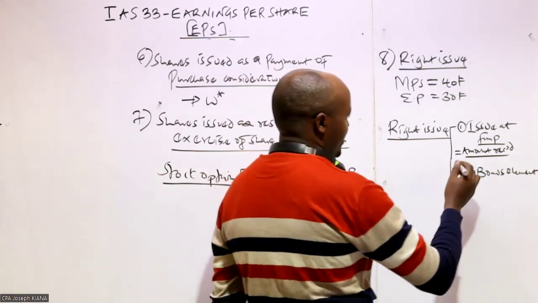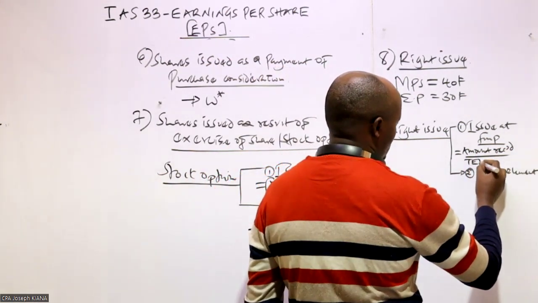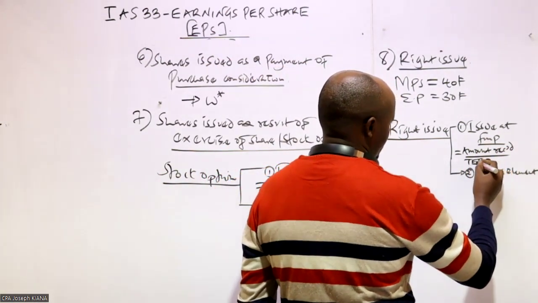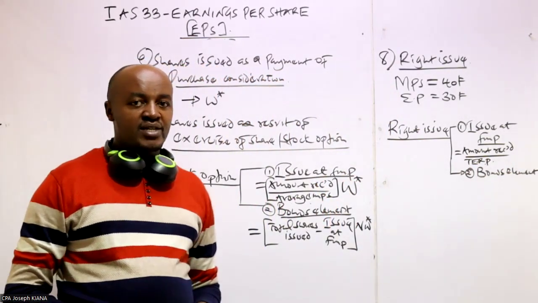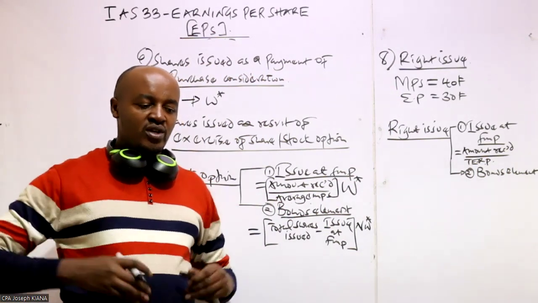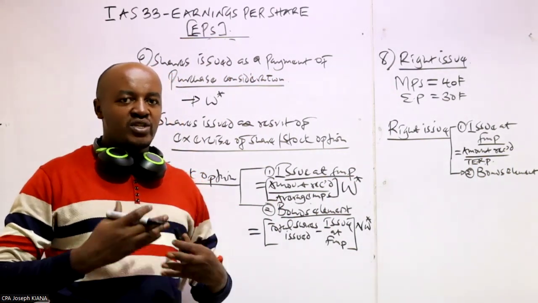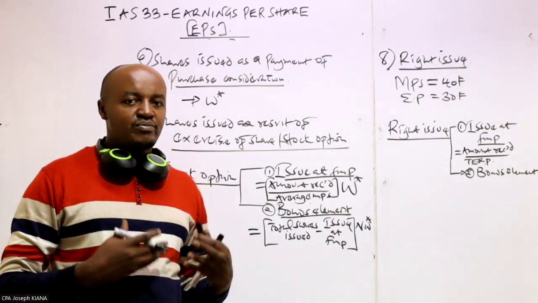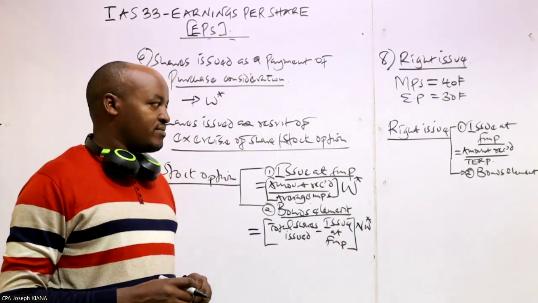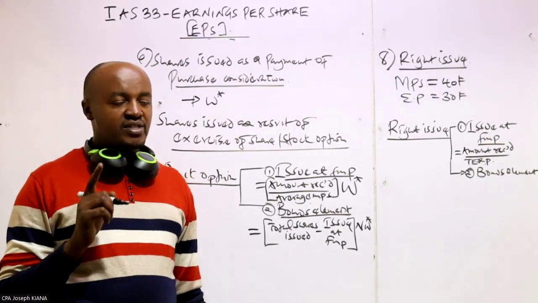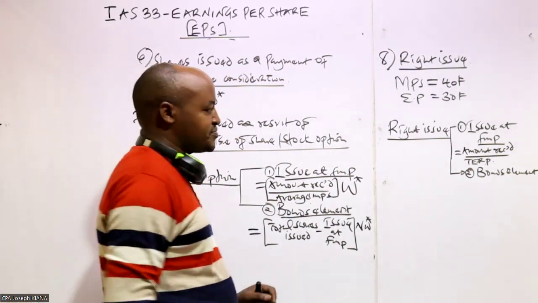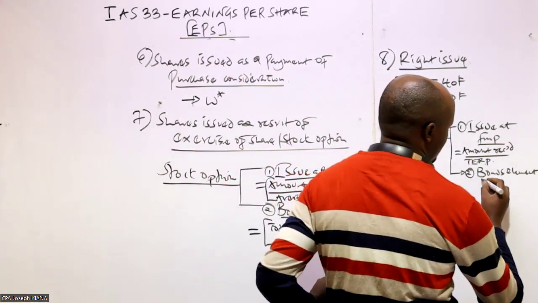And then we divide this by something called the theoretical ex-right price. Theoretical ex-right price is the expected market price per share after the right issue. This is the price at which the shares of the company are expected to be trading in the securities exchange market after the right issue. Usually the examiner will not have given you this, and actually we're going to look at how we compute the same.